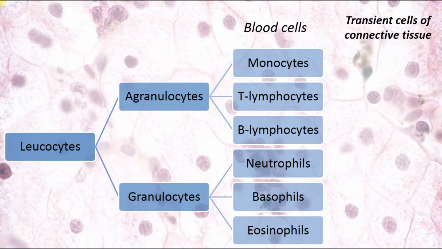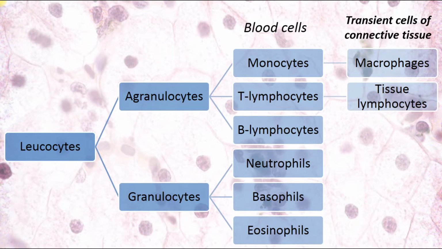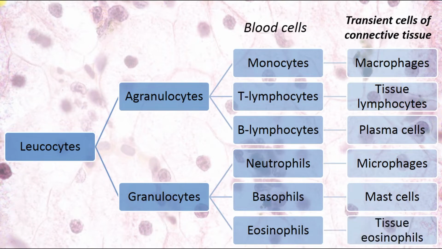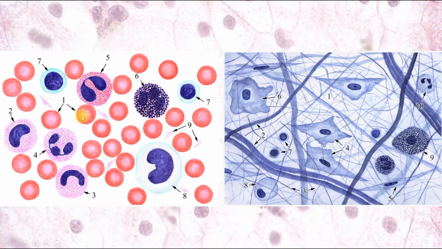So monocytes, they migrate into the tissues and they become to be macrophages. T lymphocytes, they become to be tissue lymphocytes. B lymphocytes become to be plasma cells. Neutrophils in connective tissue are macrophages. Basophils become to be mast cells, or they are related with mast cells, and eosinophils, they migrate into the tissues and they are tissue eosinophils. So transient cells of connective tissue and some other tissues, they provide immune reactions and immune defense inside our inner environment. And here we can see leukocytes in blood.